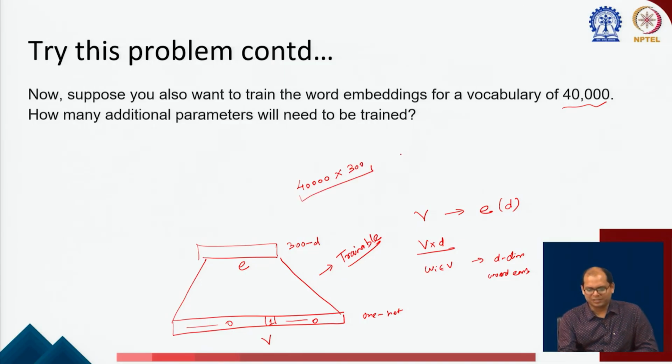So, these are additional parameters that you will have to train. Okay. Hope this concept is clear to you from these two questions.